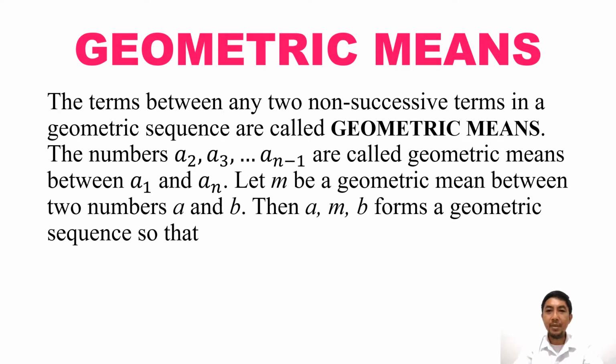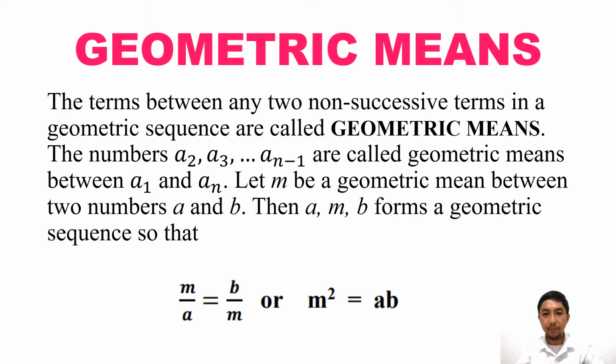Now suppose m is a geometric mean between two numbers a and b, then a, m, b forms a geometric sequence so that m over a is equal to b over m. Or we can say m squared equals a times b. We obtain this because we cross multiply. So m times m will give us m squared and a times b will give us ab.